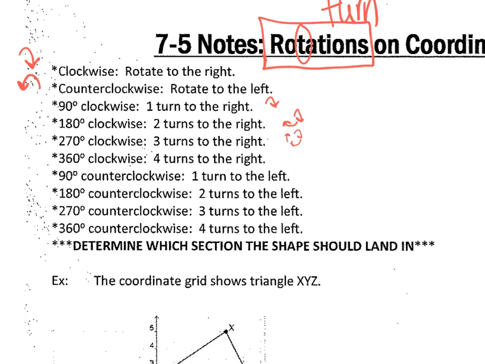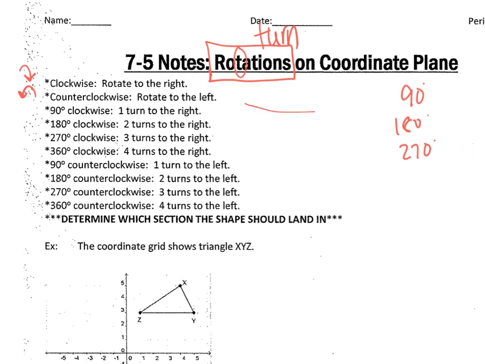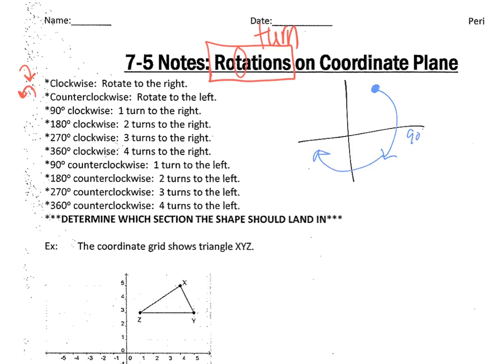So if we have a coordinate plane, we have our coordinate plane. If you are starting here and you go 90 degrees clockwise, that's 1, 90 degrees, 2 turns, 180 degrees, and 3 turns, 270 degrees. Okay, so if this is your starting point, then that's clockwise.